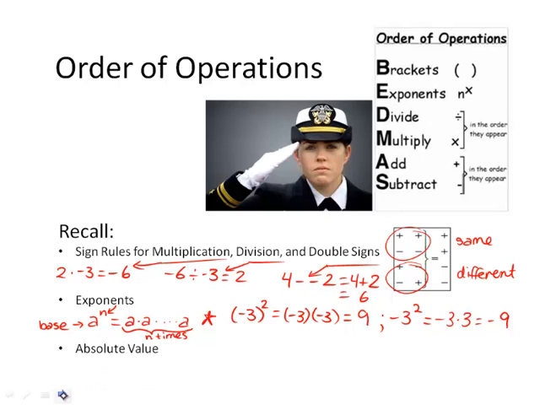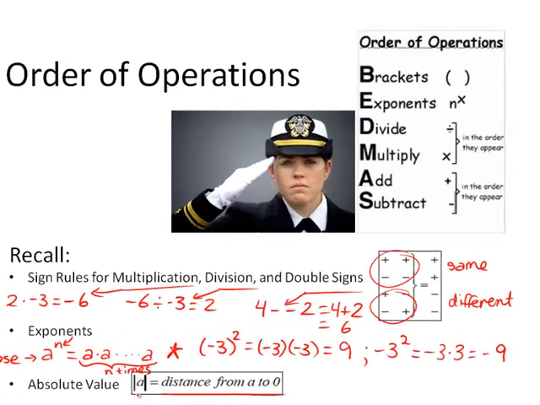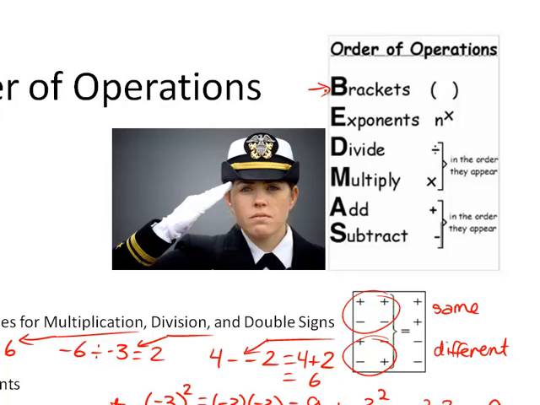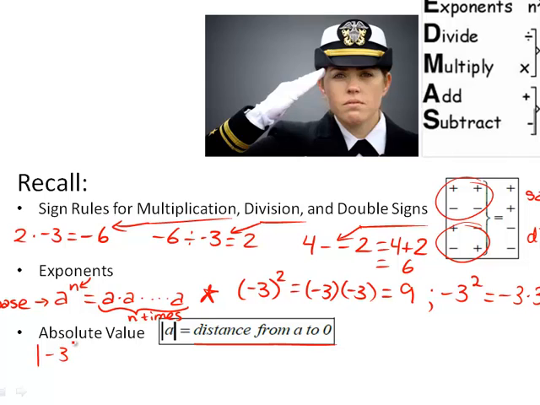Another thing to consider is the absolute value. The definition of absolute value is the distance from 0. Absolute value is signified by bars, and those bars under the order of operations fall under brackets. Let's say you had |-3|. How far is -3 from 0? 3 spaces. How far is 5 from 0? 5 spaces. They act like brackets, so if there's something inside, you would do that first.